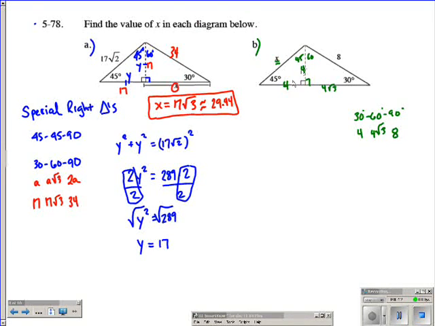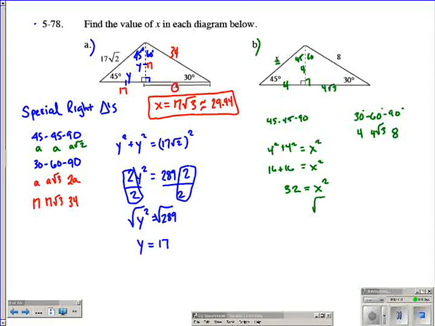So when I do 4 squared plus 4 squared, it should equal this x side squared. Or if you remember your relationship from 45, 45, 90 right triangles, if one side is a and this side is a, this one's going to be a radical 2. So 4 squared plus 4 squared equals x squared. Let's actually do that in case somebody does not remember. 16 plus 16 equals x squared. 16 plus 16 is going to be 32, which is equal to x squared.